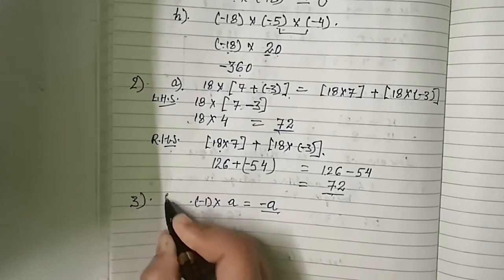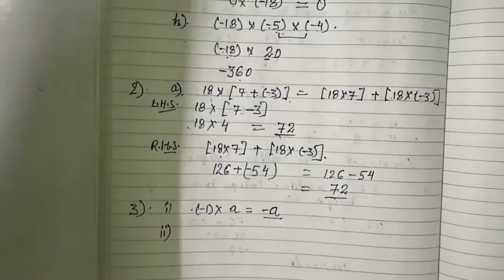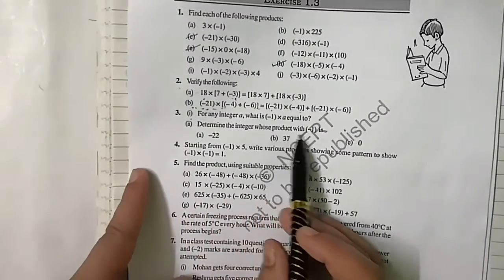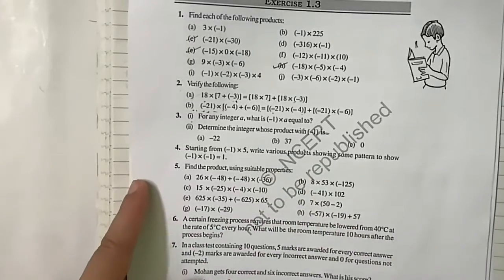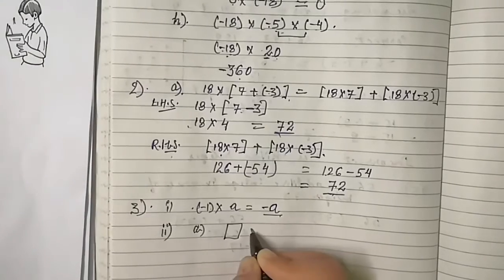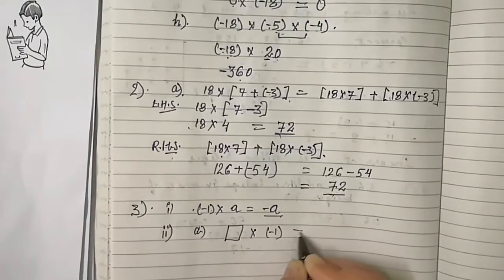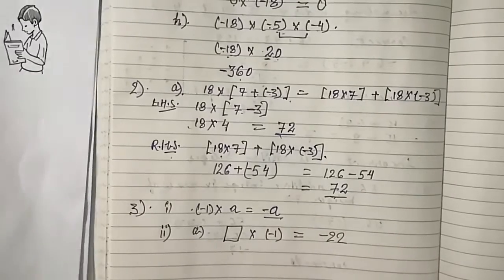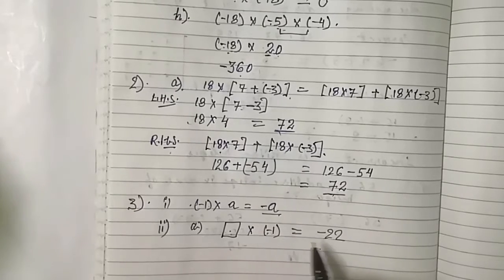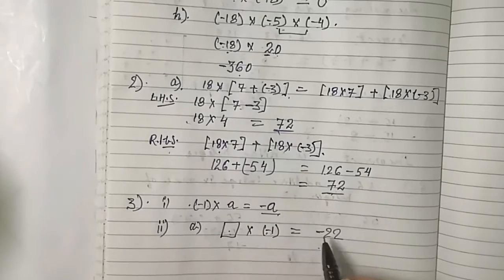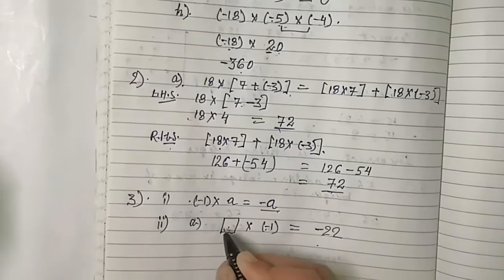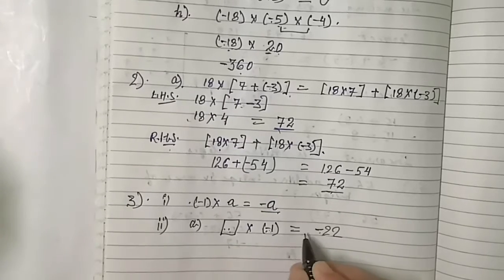Now see question number 2. Determine the integer whose product with minus 1 is minus 22. Suppose we take a blank box multiplied by minus 1, then we get minus 22. So students, see, minus is already given and in the answer also it is negative. It means here will be the positive number, that is clear, because minus is already given and plus minus will be minus.